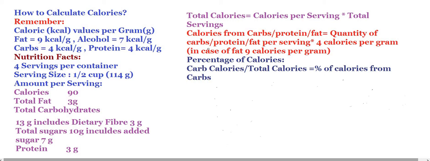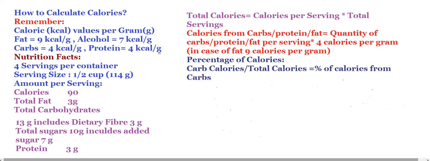So before we start calculating the calories, please remember the calorie values per gram. In case of fat, per gram there are 9 calories. In case of alcohol, per gram there are 7 calories. In case of carbs, per gram there are 4 calories. And in case of protein, there are 4 calories per gram.